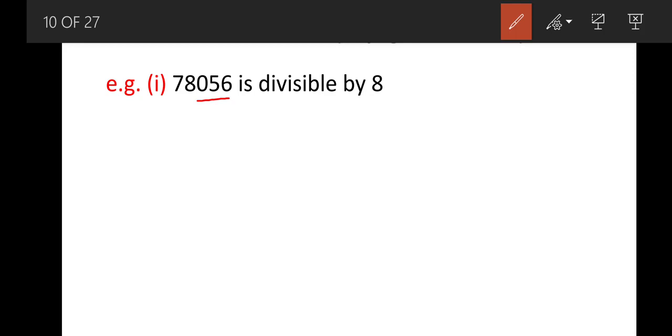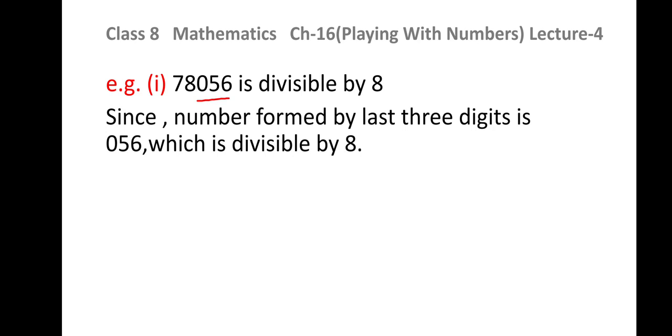So, we can say that since the number formed by the last three digits is 56, which is divisible by 8, the given number is divisible by 8. It's very simple. You just need to know the divisibility rule and you will be able to find out whether the given number is divisible by 8 or not.